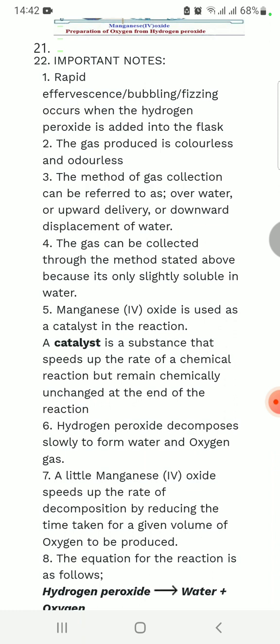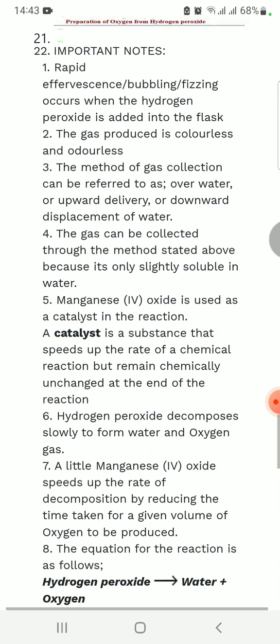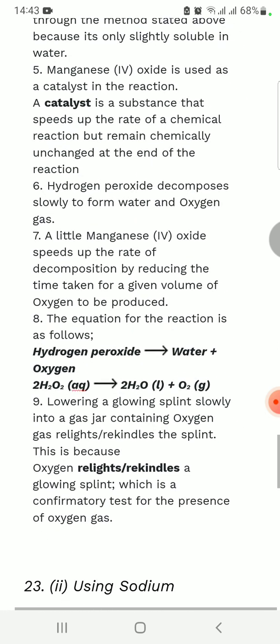Hydrogen peroxide decomposes slowly into water and oxygen gas. That means hydrogen peroxide is a combination of hydrogen and oxygen. And in the presence of manganese, the hydrogen peroxide decomposes to form separate compounds, that is water and oxygen. A little manganese(IV) oxide speeds up the rate of decomposition by reducing the time taken for a given volume to be produced.